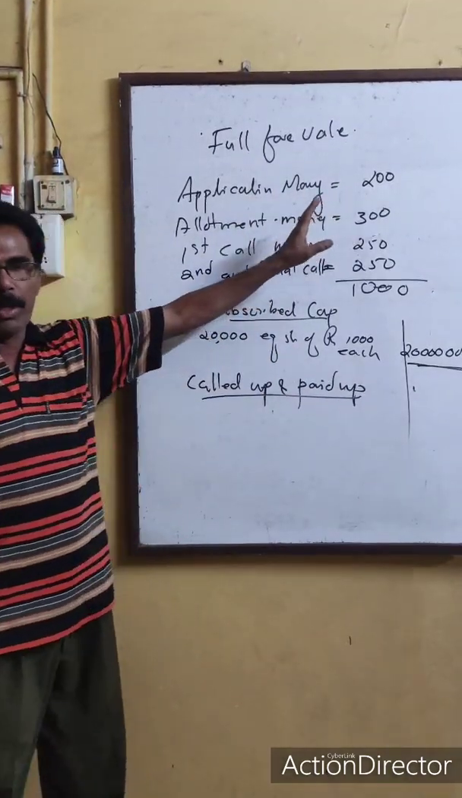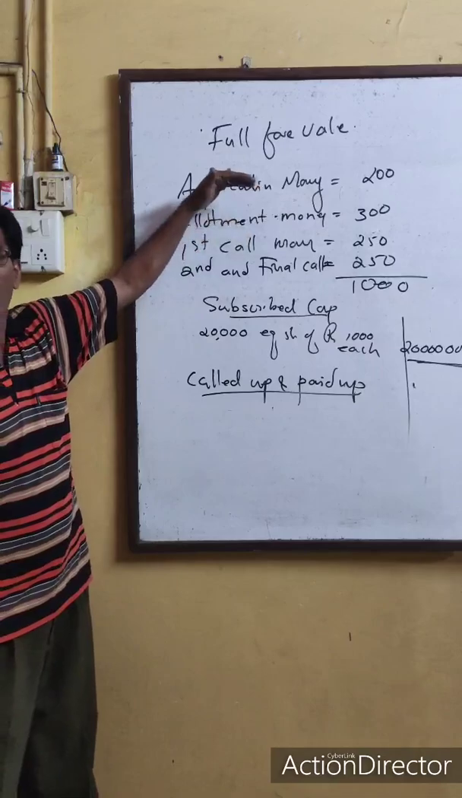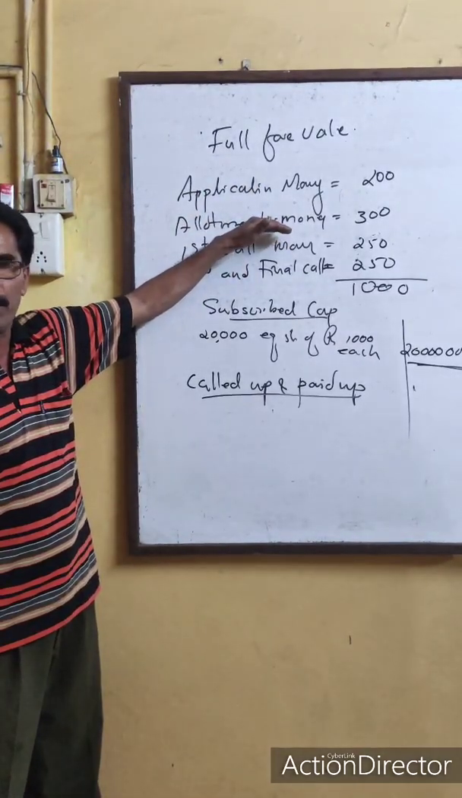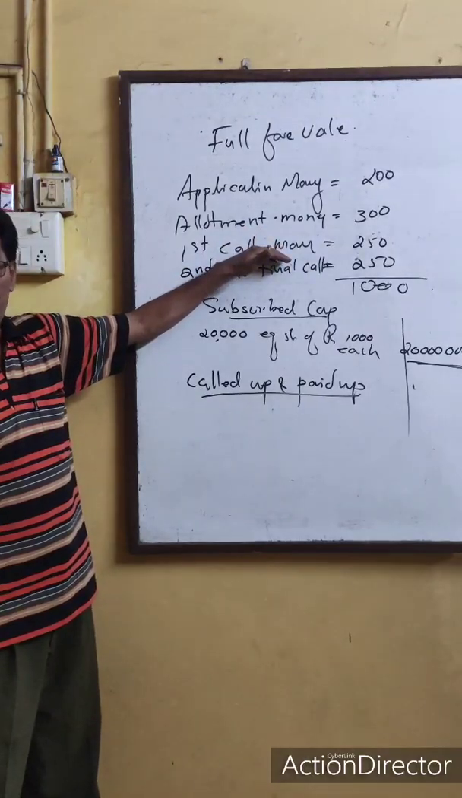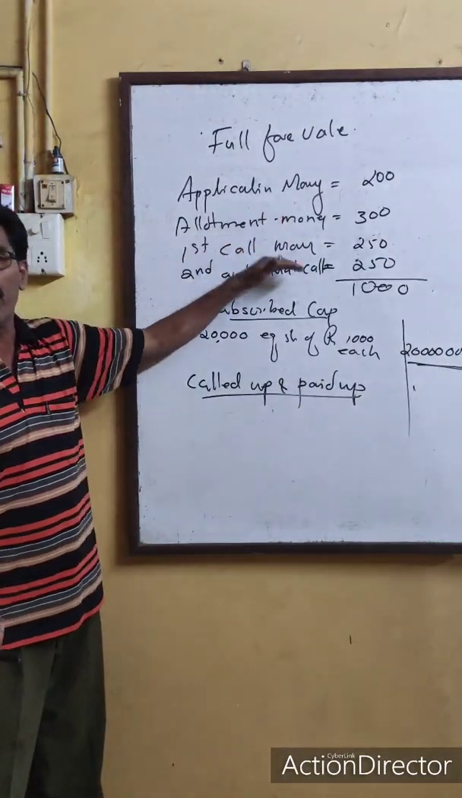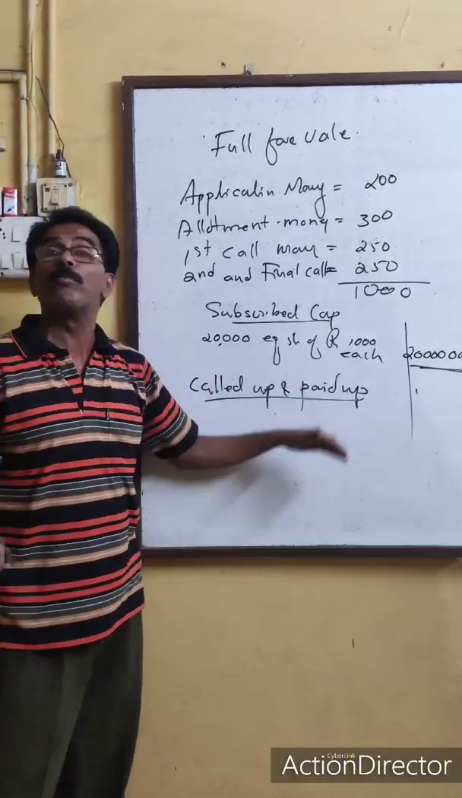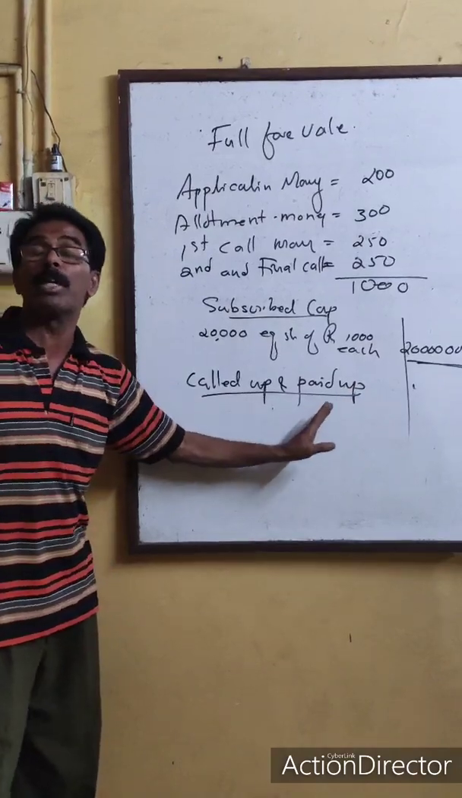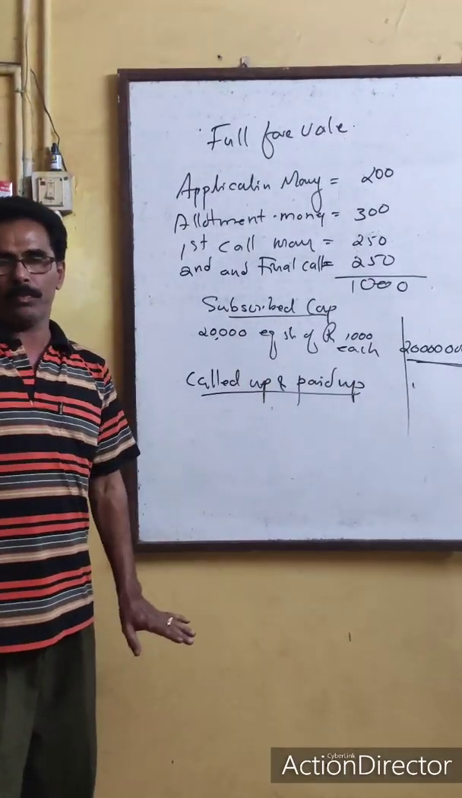Actually, application money will be given by everybody. And afterwards, from allotment onwards, it is not necessary that allotment money will be given by everyone, and first call money may or may not be given by the people. Anyhow, the money which is actually collected from the shareholders is called paid up.